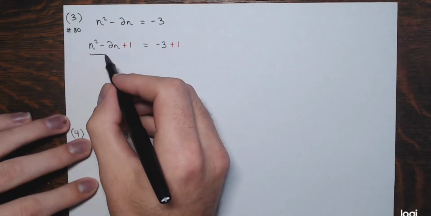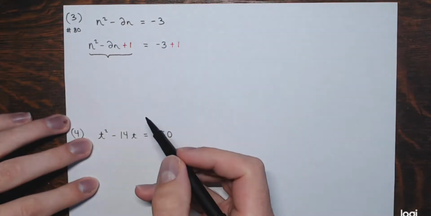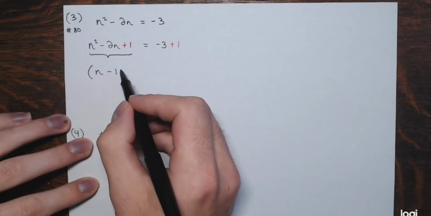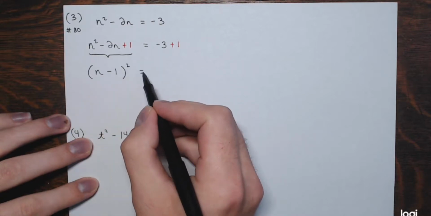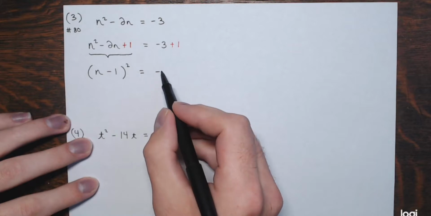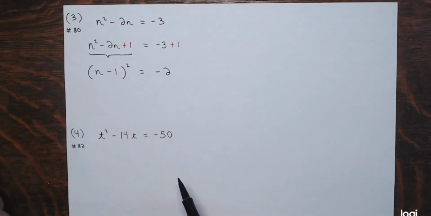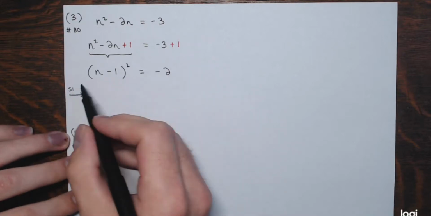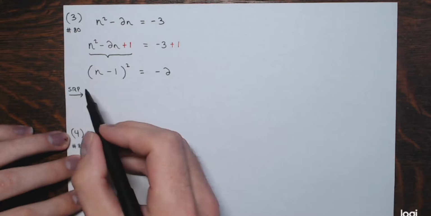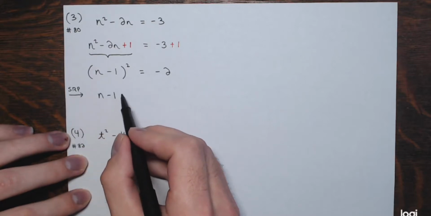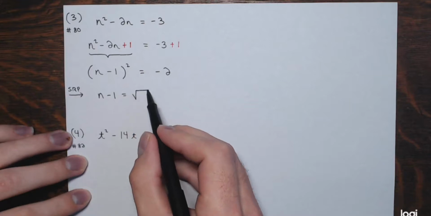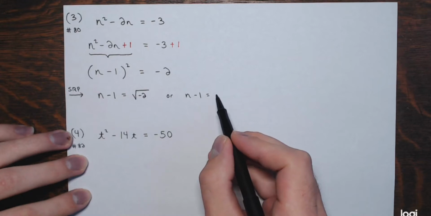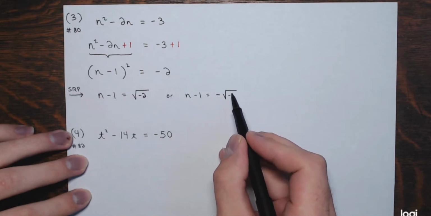Alright, so now on the left side here we have a perfect square trinomial. N squared minus 2n plus 1 is equivalent to n minus 1 squared. And then negative 3 plus 1 is negative 2. And then by that square root property, now that I have a square equal to a number, I can apply the square root property. N minus 1 is either the principal square root of negative 2, or n minus 1 equals the opposite of the square root of negative 2.